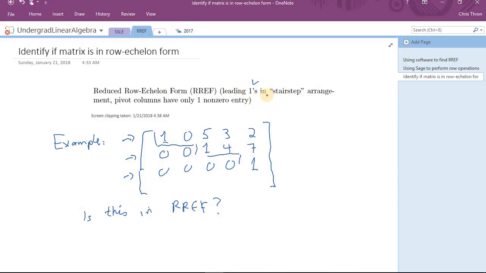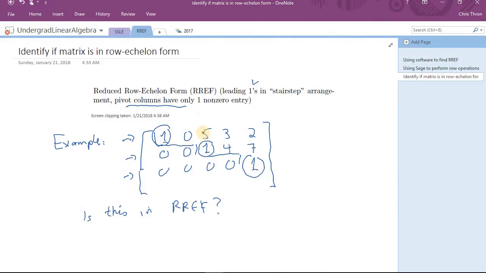Okay. Now the other thing is that the pivot columns have only one non-zero entry. Here's a pivot column because it has a leading one. Here's a pivot column because it has a leading one. Here's a pivot column because it has a leading one. Now, this pivot column has all other entries 0, which is correct. This pivot column does not have all other entries 0. This here is not correct.